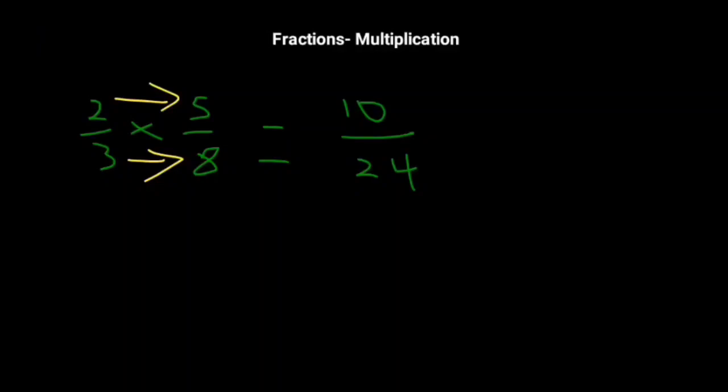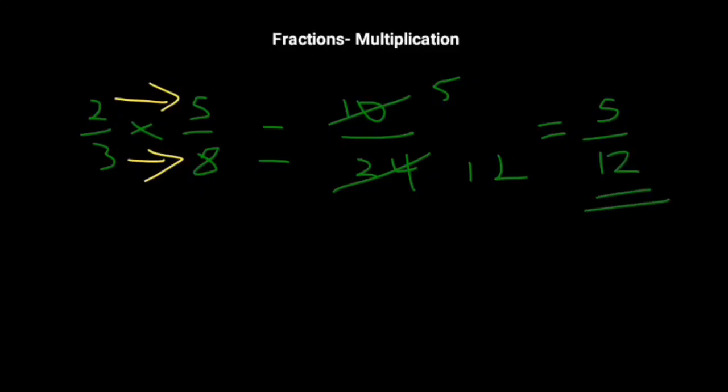And obviously we will need to simplify this to its simplest form. So we can simplify by 2. 2 into 10 gives us 5, and then 2 into 24 gives us 12. So our new fraction is 5/12, and that is our answer because it cannot be simplified any further.